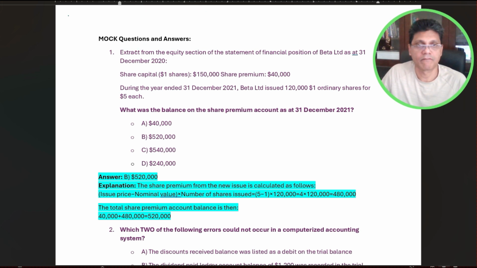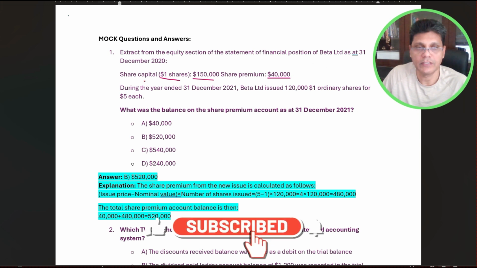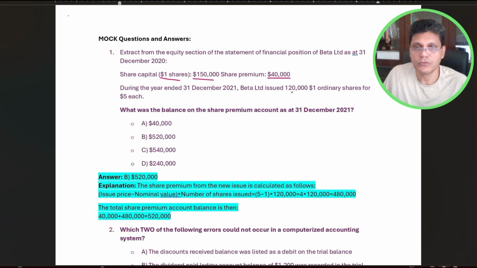The first question is: extract from the equity section of the statement of financial position of Beta Limited as at 31st December 2020 is given below. Share capital, shares of $1 each, the value is $150,000 and the share premium is 40,000. So these are the opening balances as at 31st December 2020. During the year ended 31st December 2021, Beta Limited issued 120,000 ordinary shares of $1 each for $5 each. So what was the balance on the share premium account?